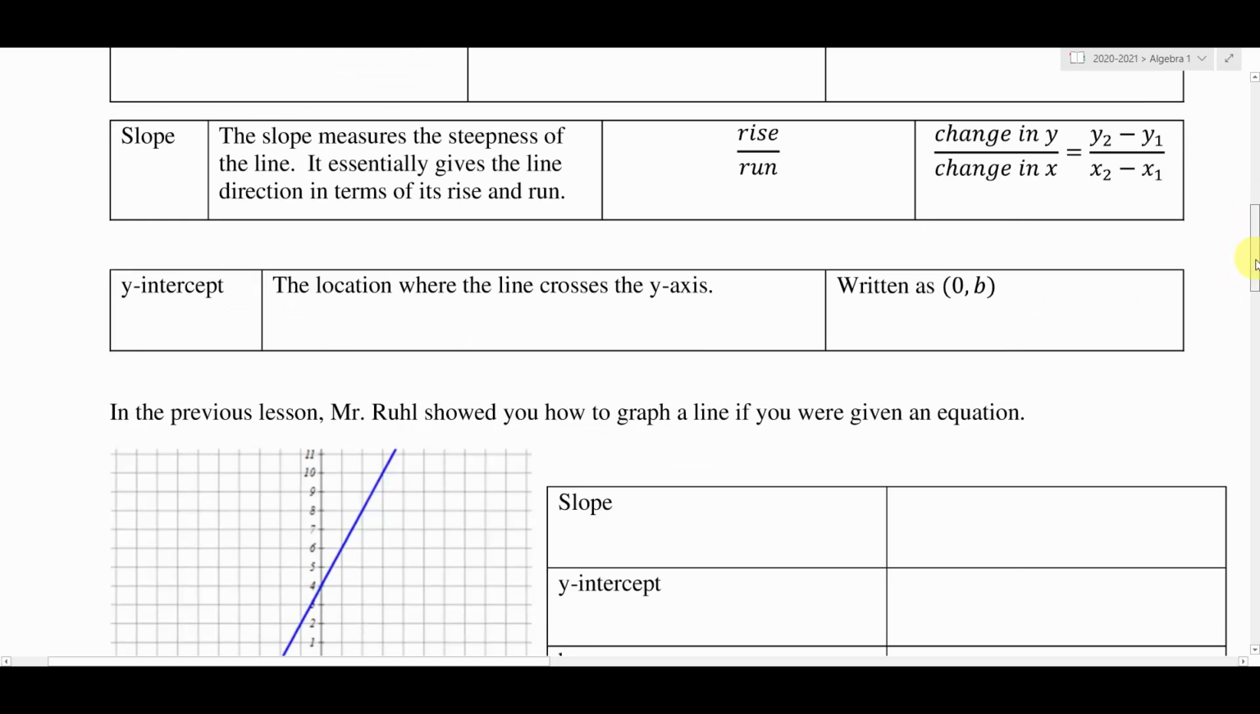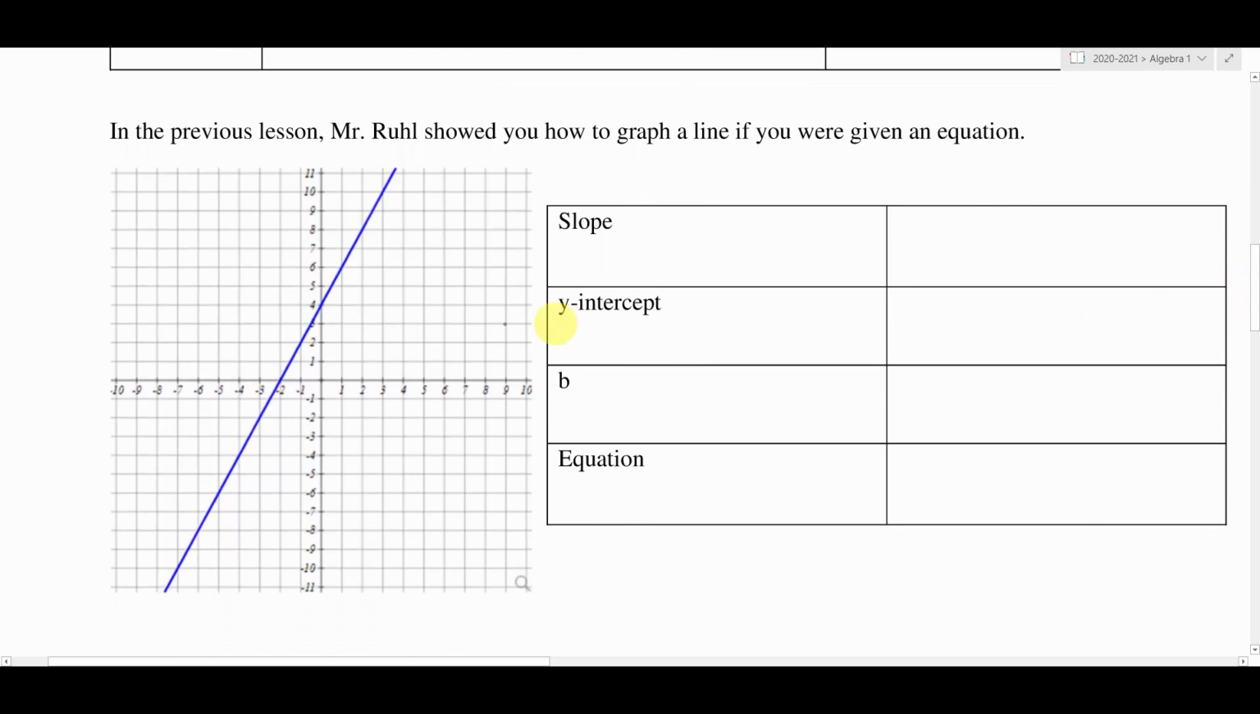All right, so let's give it a try. We tried one of these problems last week. In a previous lesson, Mr. Rolls showed us how to graph a line if we were given the equation. So equation to graph, pretty easy. So in this problem, we're going from graph back to equation. All right, so here we go.